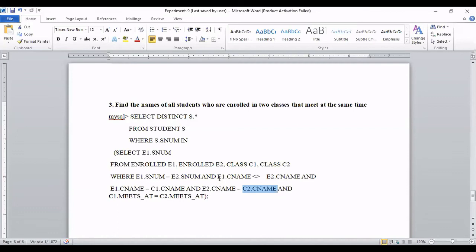And the condition is what? E1's class name must not be the same as E2's class name, because if it is the same, then you are comparing the same class with itself. It must be two different classes. And the second condition is that they must meet at the same time. So this is a self-join operation.